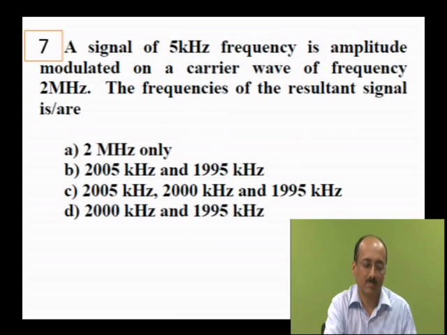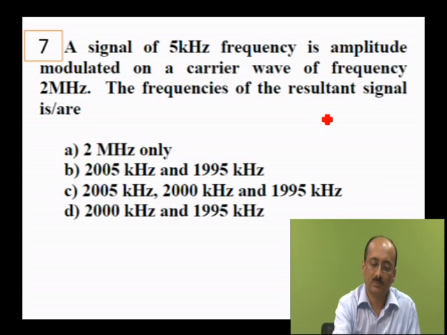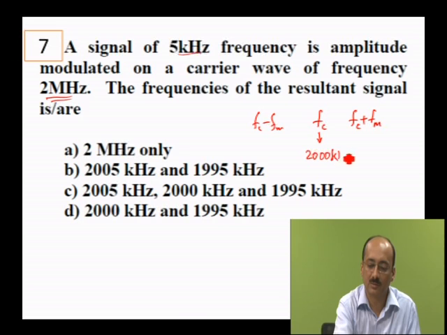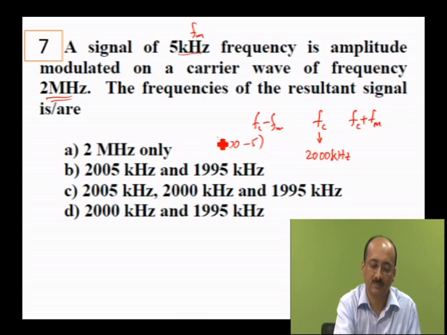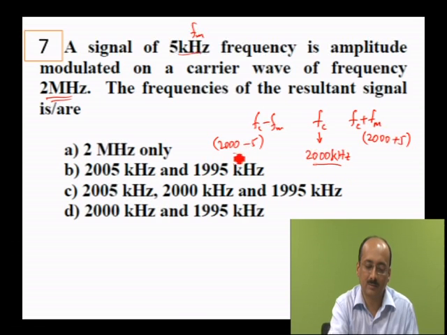A signal of 5 kilohertz frequency is amplitude modulated on a carrier wave of frequency 2 megahertz. The frequencies of the resultant signal are? Now what happens, I told you, carrier frequency, if it is Fc, will have sideband frequencies Fc plus Fm, the message signal frequency, and Fc minus Fm. What you can do, this 2 megahertz, this is in kilohertz, so you can convert megahertz to kilohertz. This will be 2000 kilohertz, and this is Fm, the modulating signal frequency. So you can add 2000 with 5 kilohertz, or you can subtract 5 kilohertz from 2000. If you do subtraction, you will get 2000 minus 5. The addition will give you 2000 plus 5. So the answers will be 2000 should be there, and then 1995 and 2005, and that appears in C.